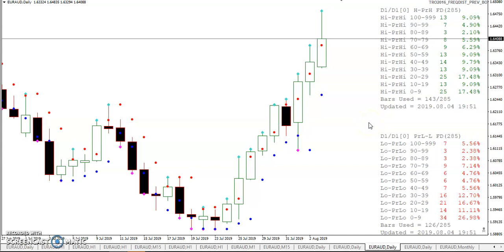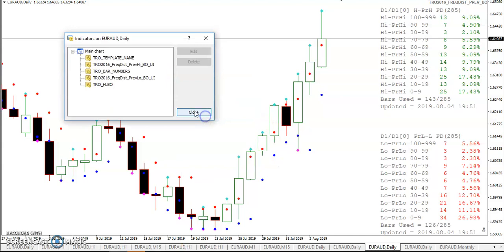Now, the next thing I like to look at is the potential for breakouts. So we've got high minus the previous high, and then the previous low minus the low. And so you see here, the red dot is the previous high, the blue dot is the previous low, and the blue diamond shows that it broke out to the upside, and a magenta diamond shows that it broke out to the downside. So you can just look across the chart here.